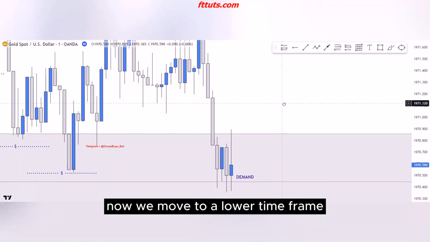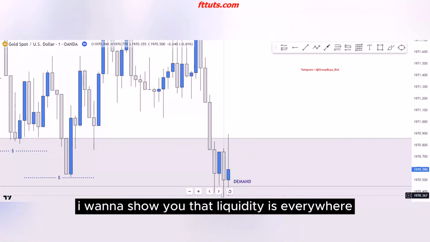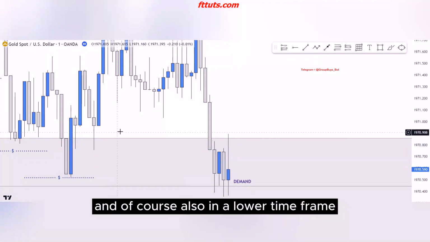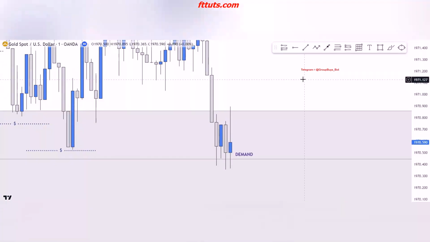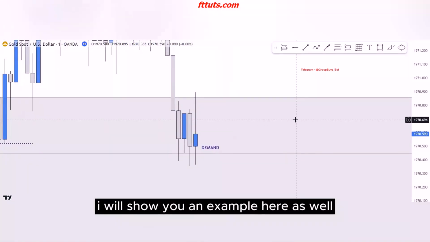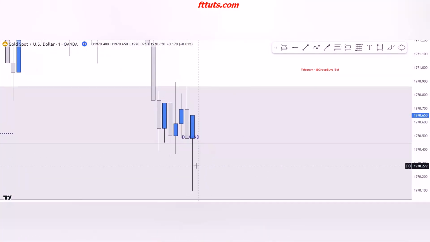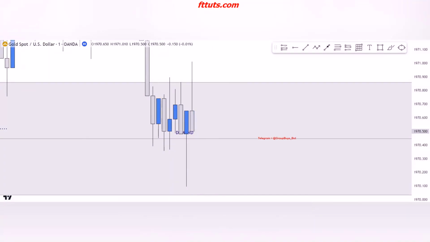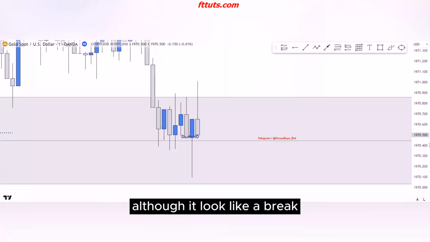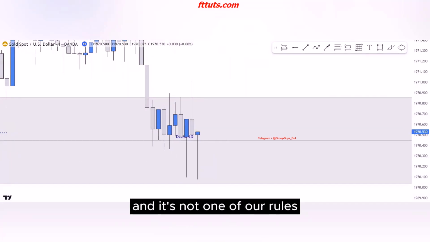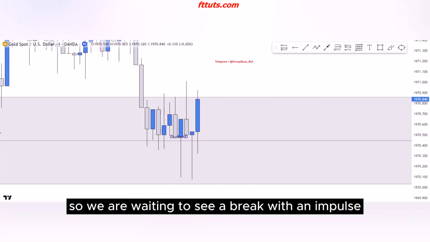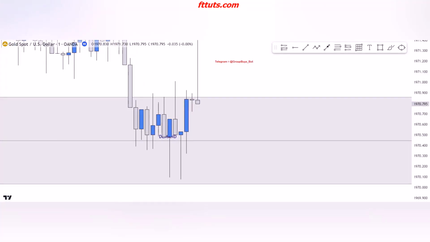Now we move to a lower time frame. I want to show you that liquidity is everywhere, and of course also in a lower time frame. I will show you an example here as well. Now we are waiting for a break. Look at this candle. Although it looked like a break, the break is only with a wick. This is not a strong break and it's not one of our rules. So we are waiting to see a break with an impulse.